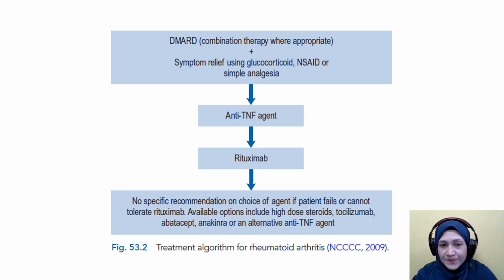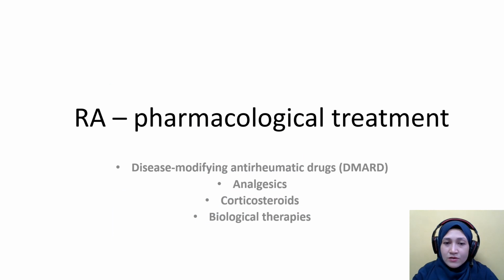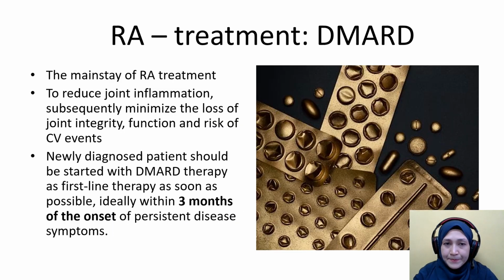If this treatment is not working, then we can give the second line treatment, which is anti-TNF agent, and another alternative is rituximab. But there is no other recommendation if all of this treatment is failed. But other available options might include hydrosteroids or any other biological agents. So these are the pharmacological treatment. We can go one by one.